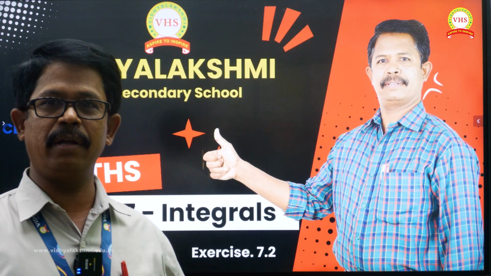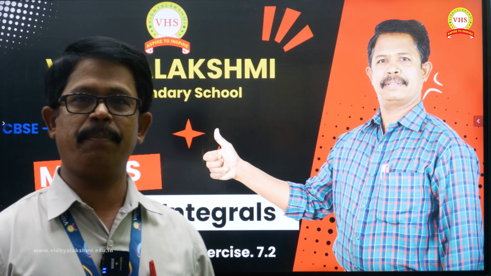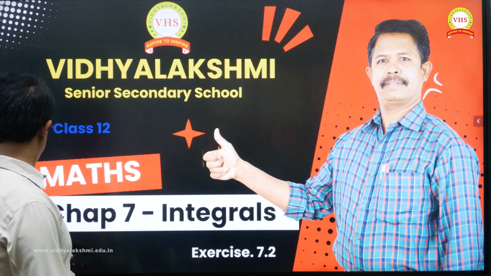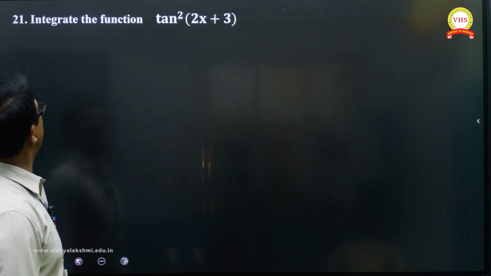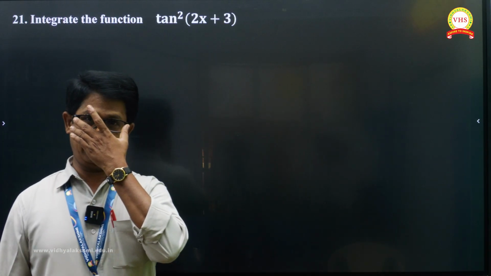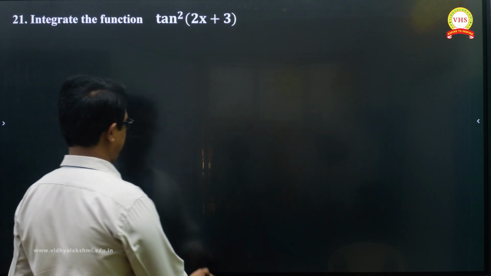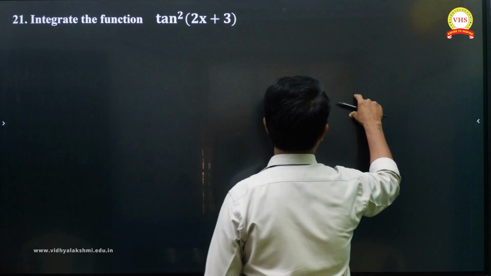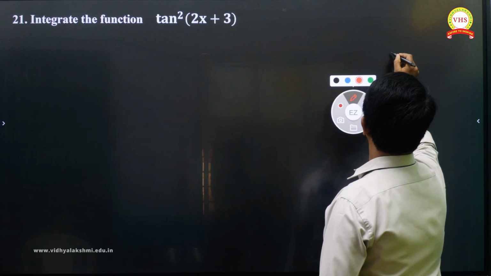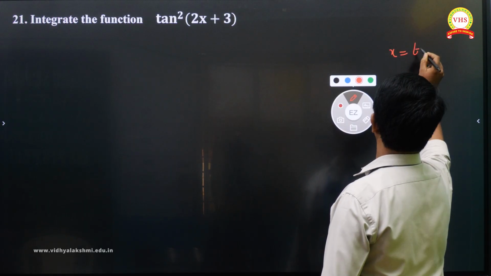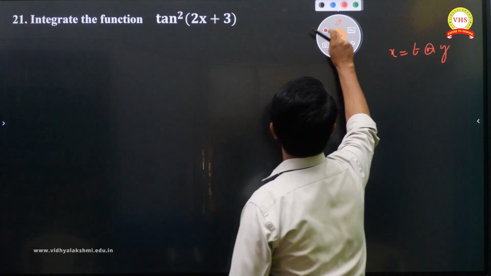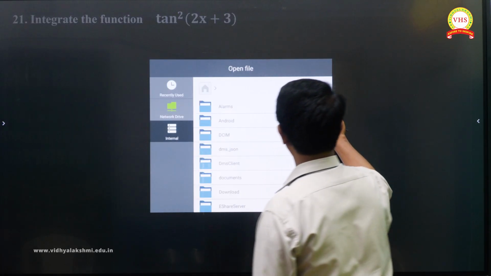Okay, now we are going to continue exercise 7.2, question number 21 onwards. Here, question number 21, what we are seeing is the substitution method. What is the substitution method? You have to change the variable, the independent variable, that is x, into terms of t, or your choice of other variable like y. Now we are going to see the same kind.